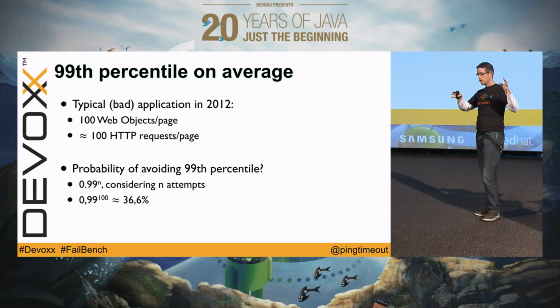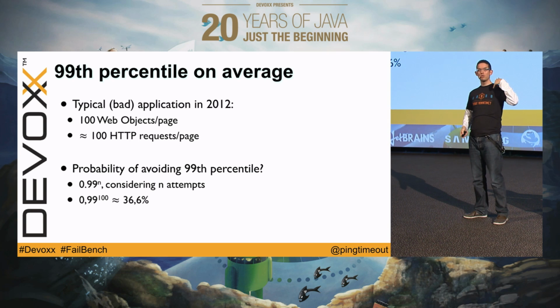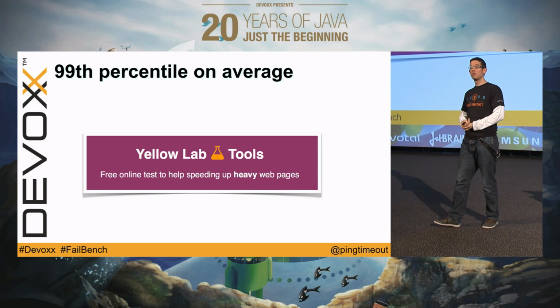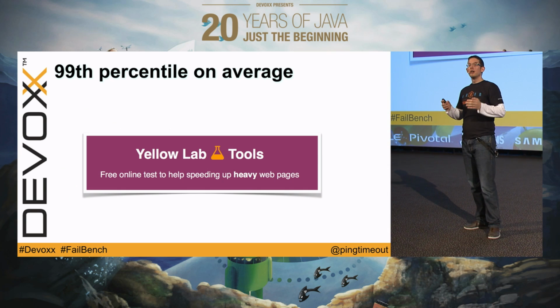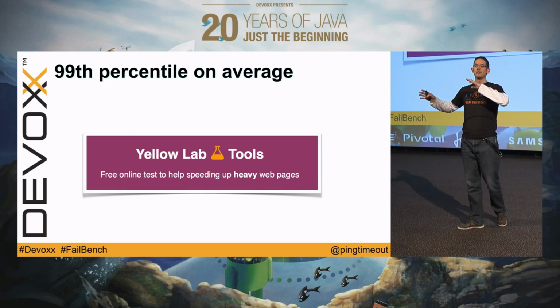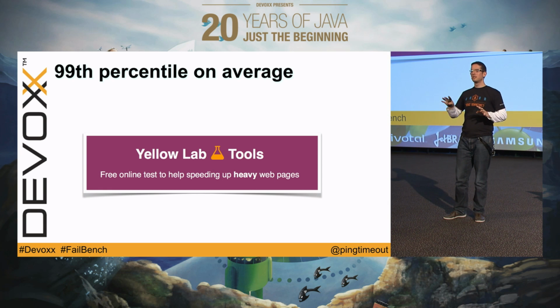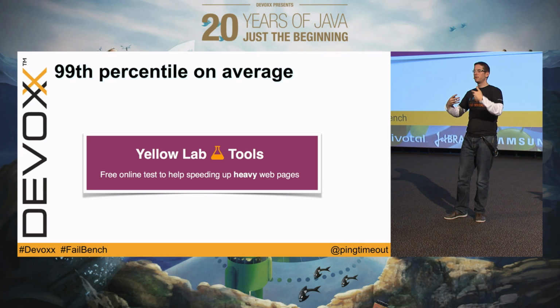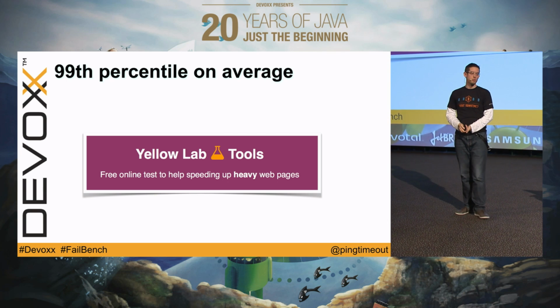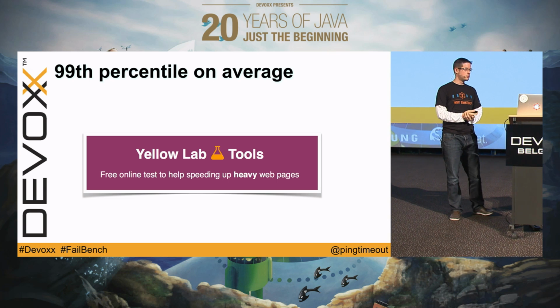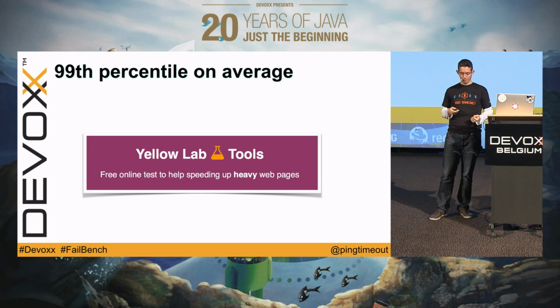Now, this is front-end performance, right? So if you want to dig more into this topic, there's an open source tool called Yellow Lab Tools, which is really great, which will tell you, oh, in that page, you should merge those files, merge those images, which will help you improve your front-end performance. That's a completely different field than back-end performance and GC tuning and such.